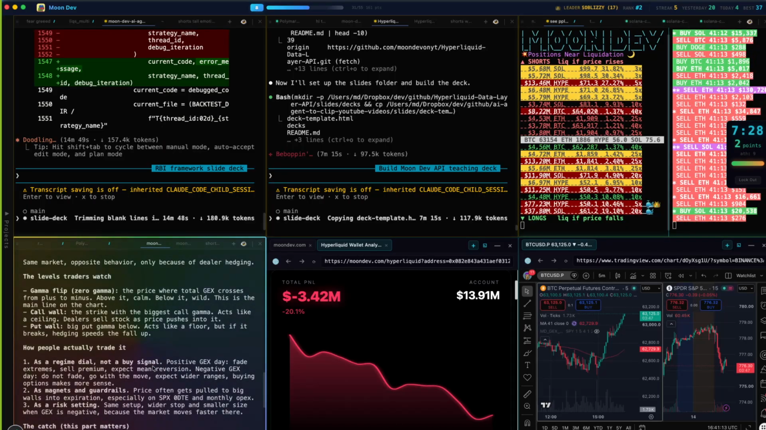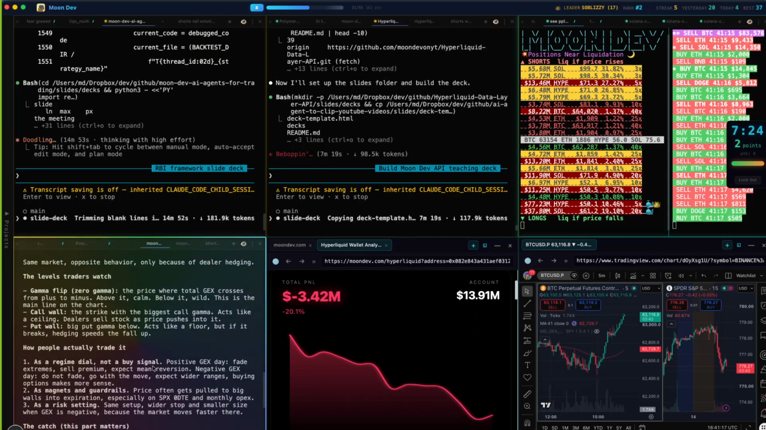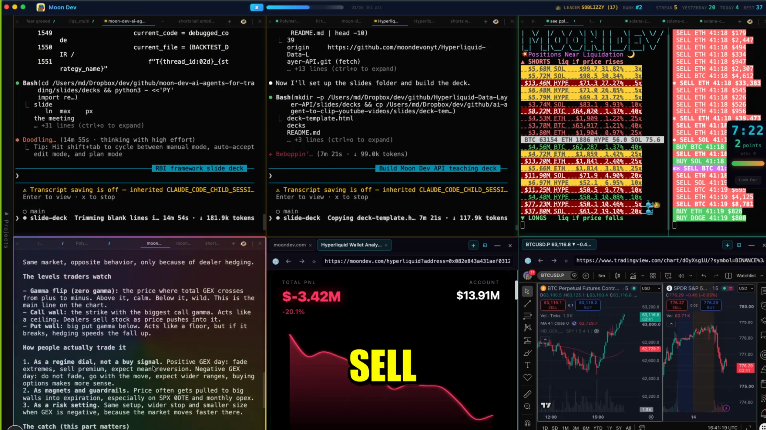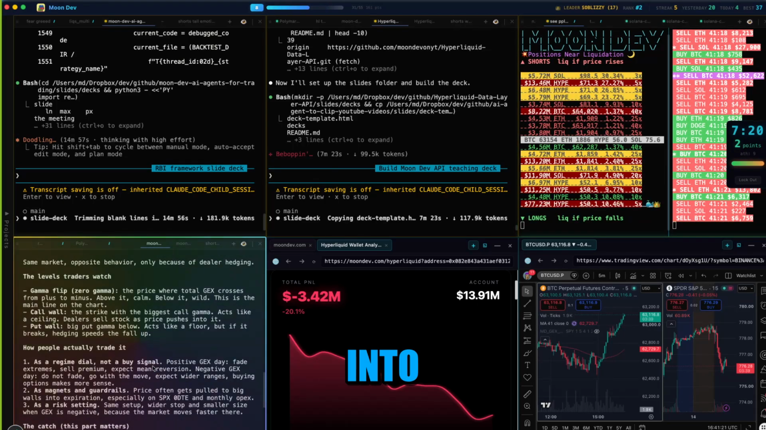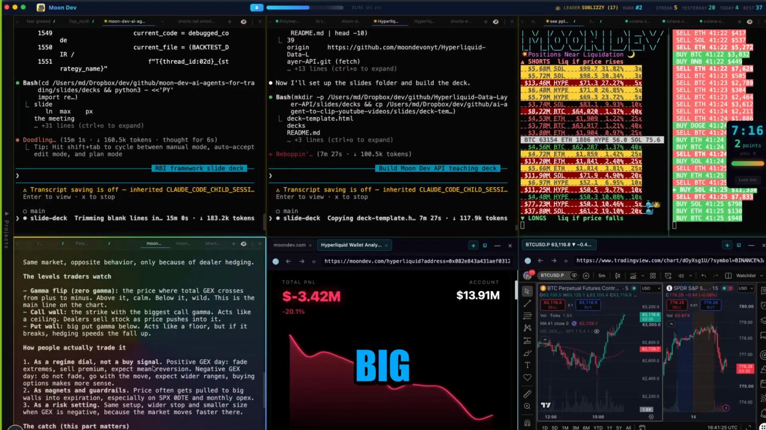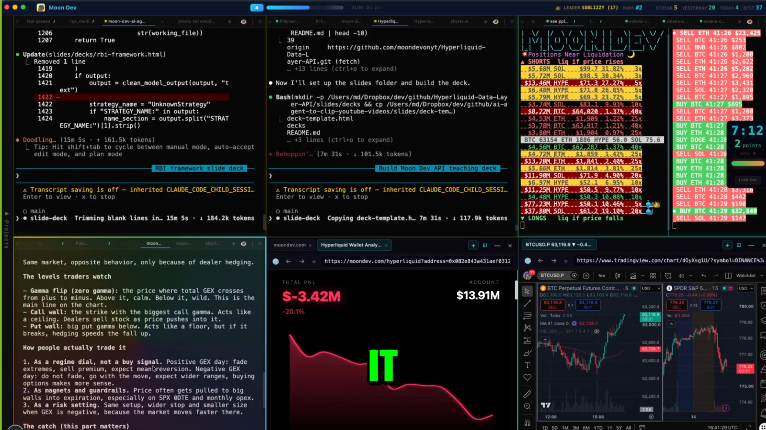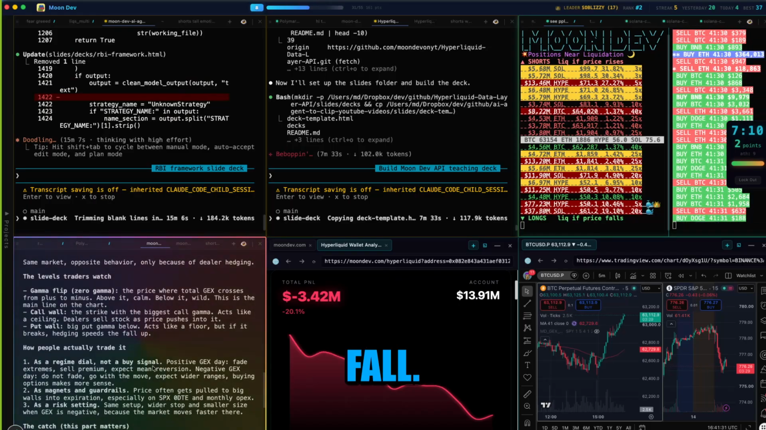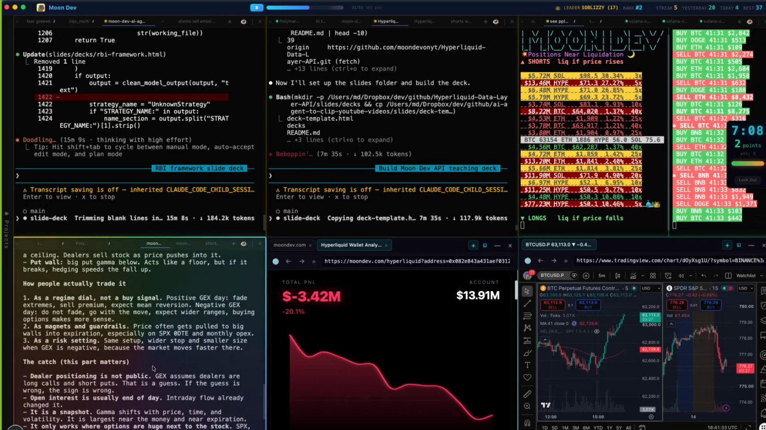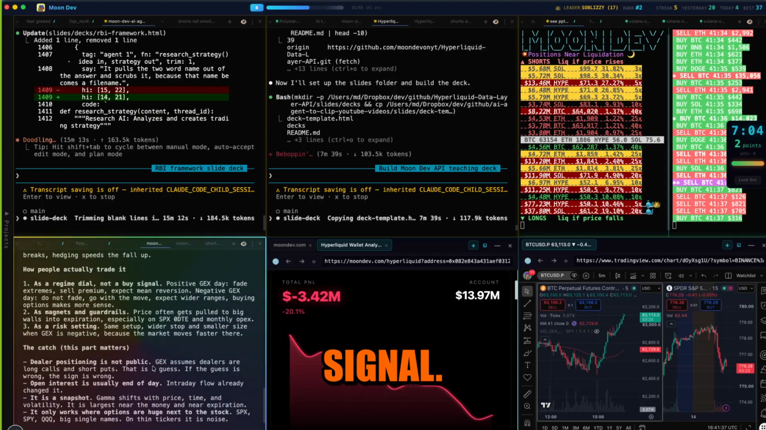Call wall. The strike with the biggest call gamma. Acts like a ceiling. Dealers sell stock as price pushes into it. Put wall. Big put gamma below. Acts like a floor. But if it breaks, hedging speeds up the fall. How people actually trade it: as a regime dial, not a buy signal.